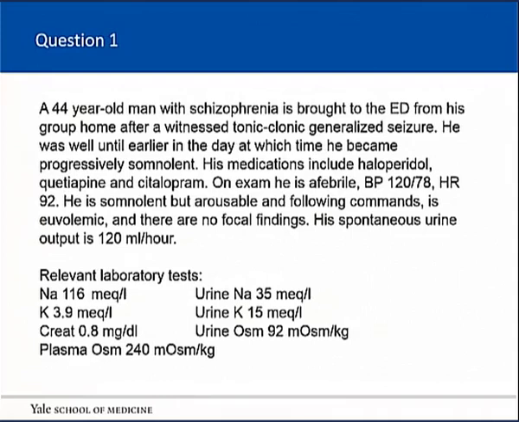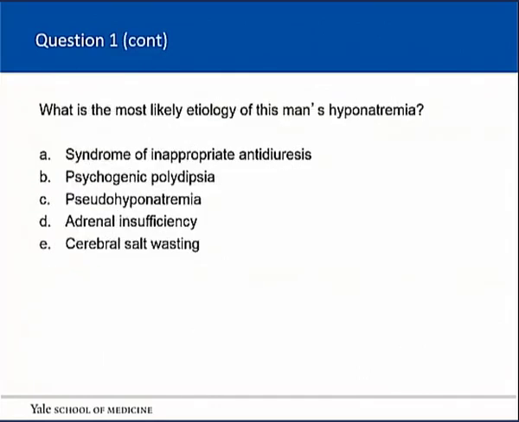His laboratory tests show a sodium of 116, potassium of 3.9, creatinine 0.8, a urine sodium of 35, a urine potassium of 15, a urine osm of 92, and a plasma osm of 240. What is the most likely etiology of this man's hyponatremia? SIADH, psychogenic polydipsia, pseudohyponatremia, adrenal insufficiency, or cerebral salt wasting?